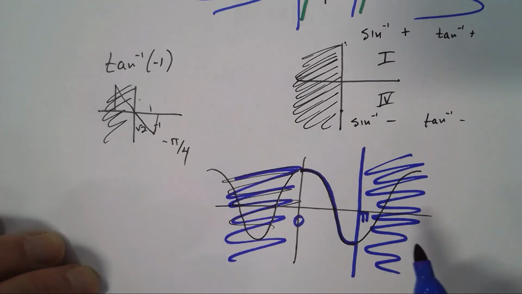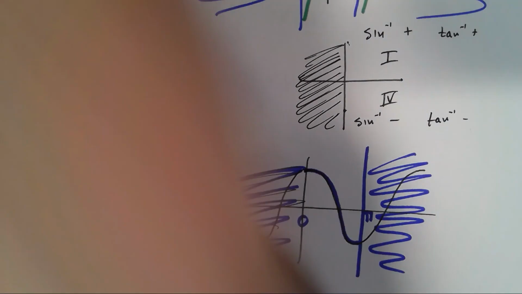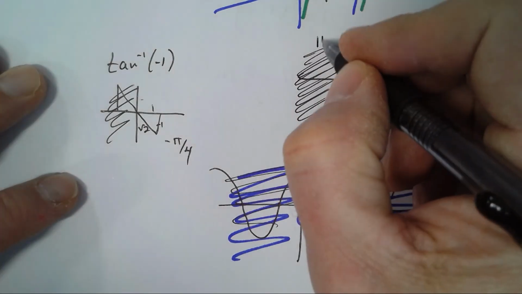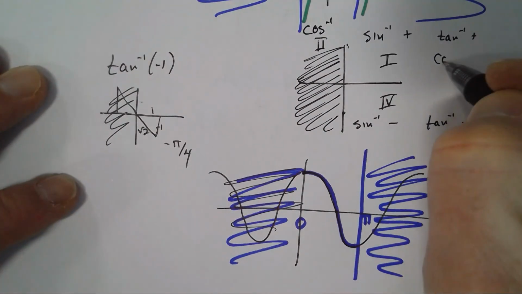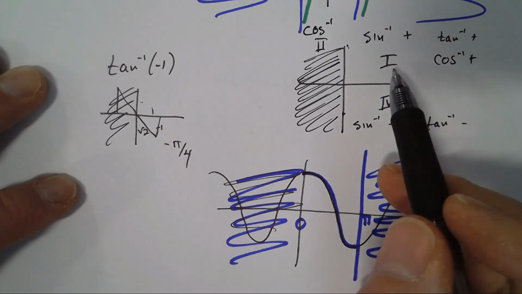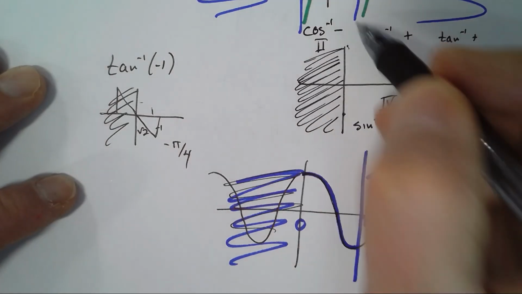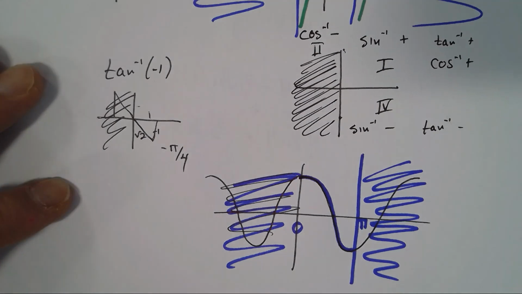So inverse cosine, remember we're going from 0 to pi, inverse cosine exists in quadrant 1 and quadrant 2. If it's positive, inverse cosine is in quadrant 1. If inverse cosine is negative, you're in quadrant 2. And that covers cosine inverses and what quadrants they are defined in.